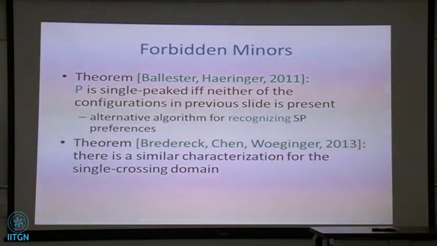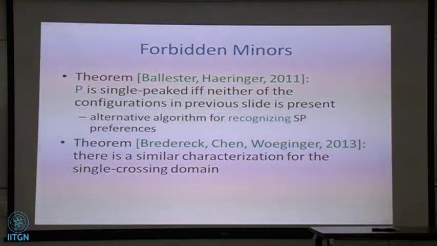In fact, this is our example of a profile that is single peaked but not single crossing. It's one of the forbidden minors. Remember, two things inside, two things outside. So that's one of the forbidden minors. And the other one is 3x6, so I wouldn't even try to describe it. But still, they're sort of finite sized. So that's a characterization from that paper.